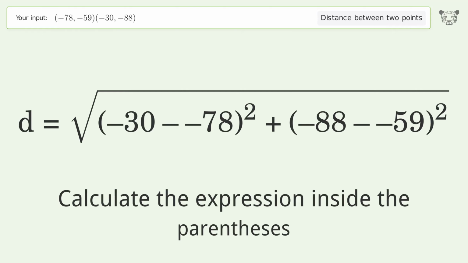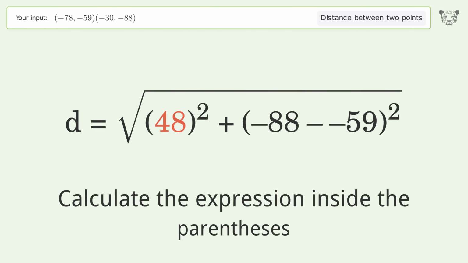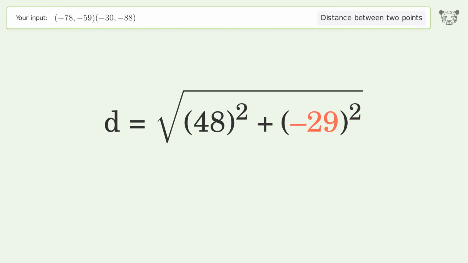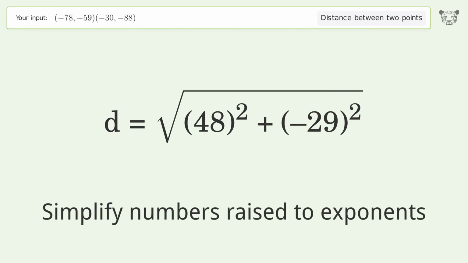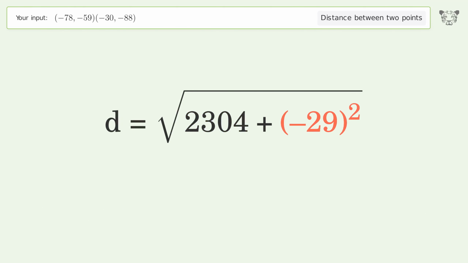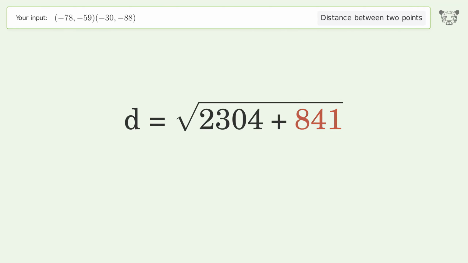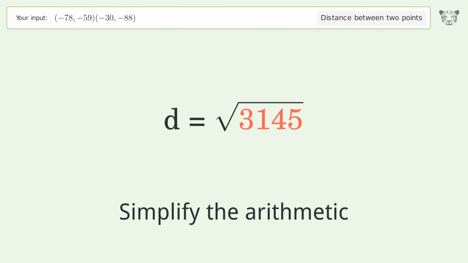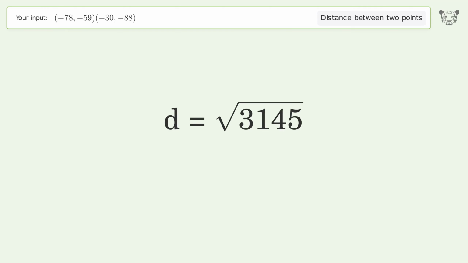Calculate the expression inside the parentheses. Simplify numbers raised to exponents. Simplify the arithmetic. And so the distance between the 2 points is the square root of 3,145, or 56.08.